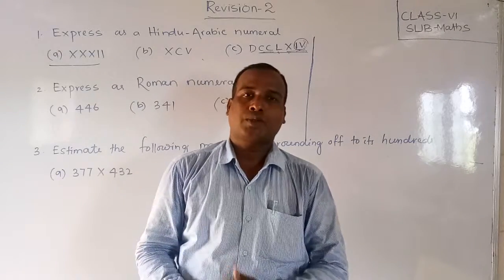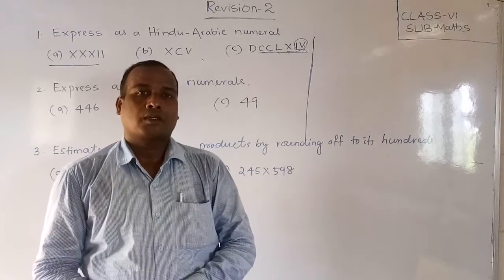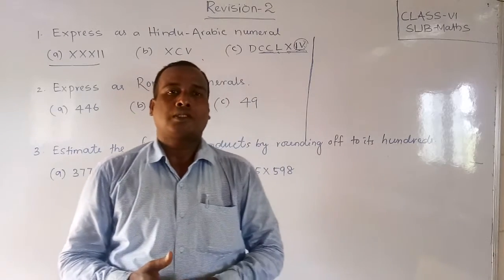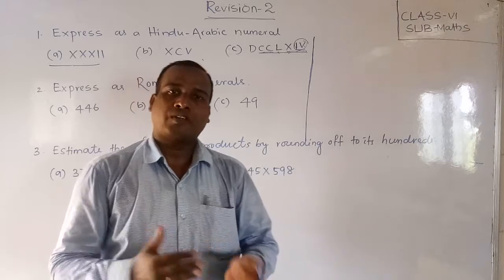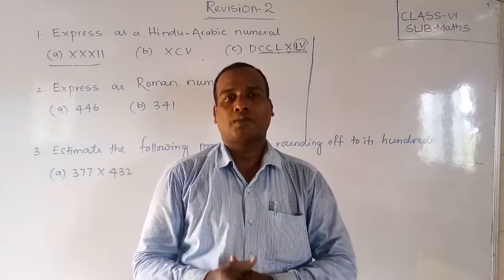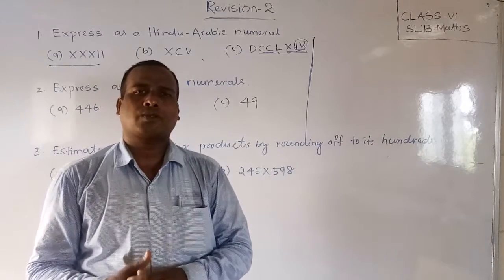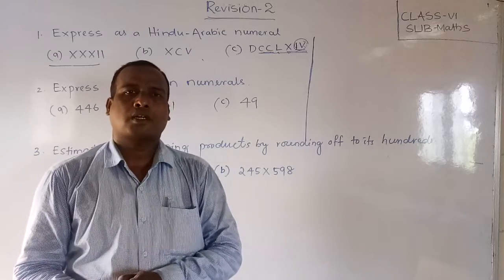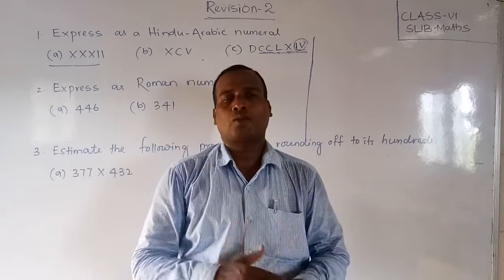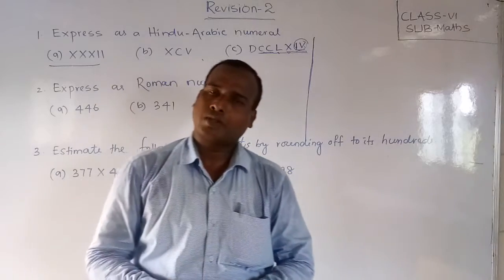Students, today we are going to continue our first chapter revision, that is Knowing Numbers. In the previous video you learned about the Indian place value chart, what is the face value and what is the place value, and what is the difference between the two. So today, students, we are doing some other problems like Roman numbers and Hindu Arabic numbers, how we are using them and converting Hindu Arabic numerals to Roman numbers and Roman numbers to Hindu Arabic numbers also.